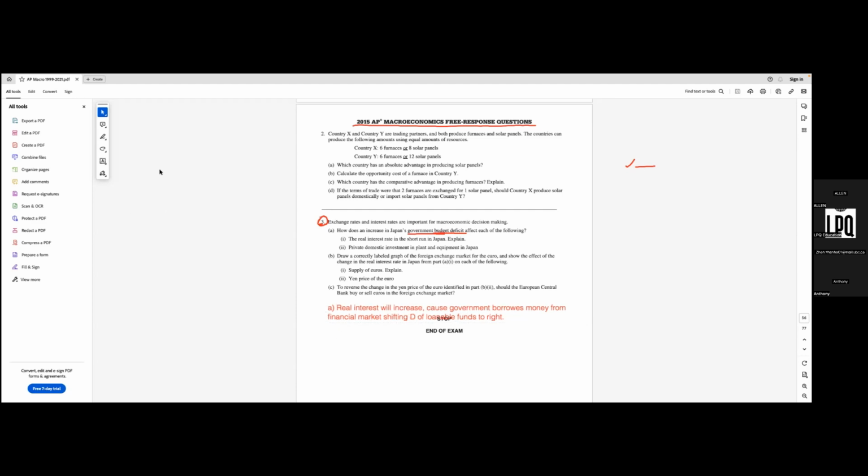Okay, B, the second question, totally right. Because the interest rate is increasing, all the producers, all the businesses, borrow less money to do investment. So the domestic investment will decrease.